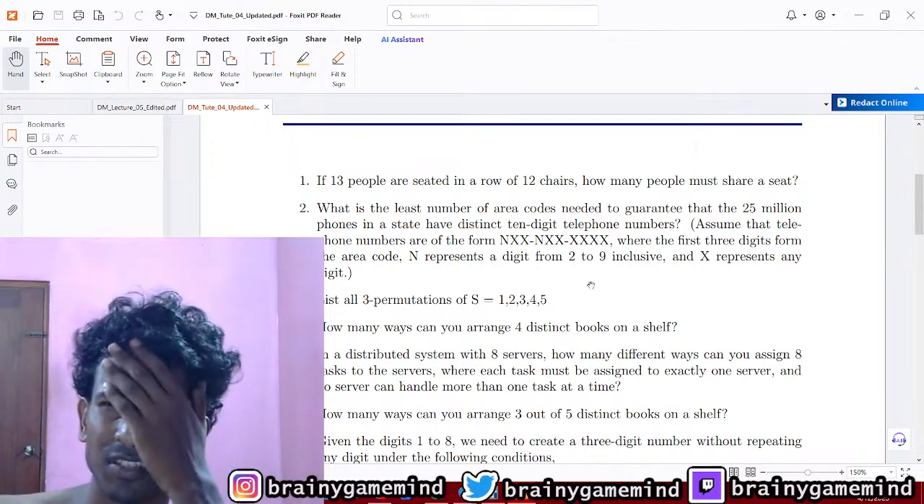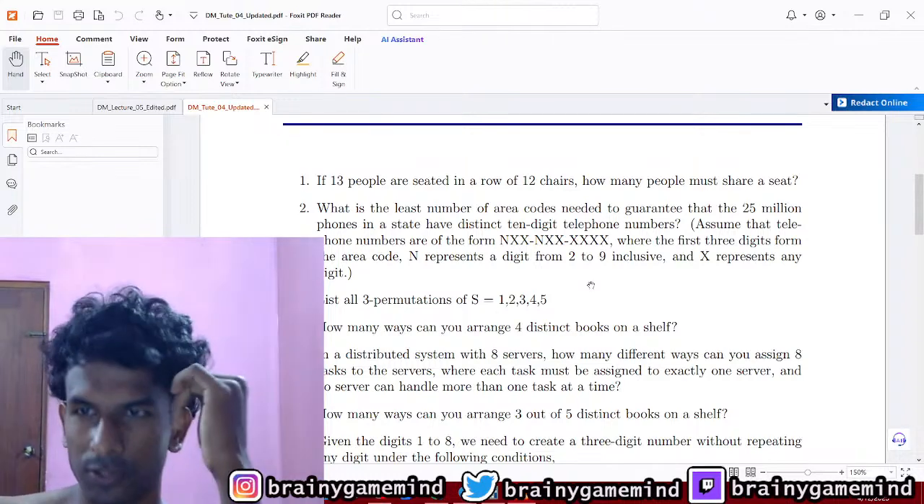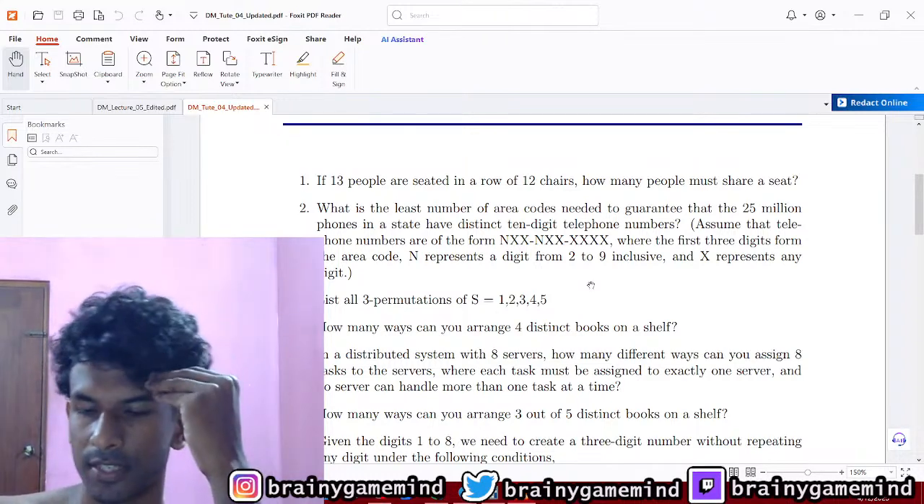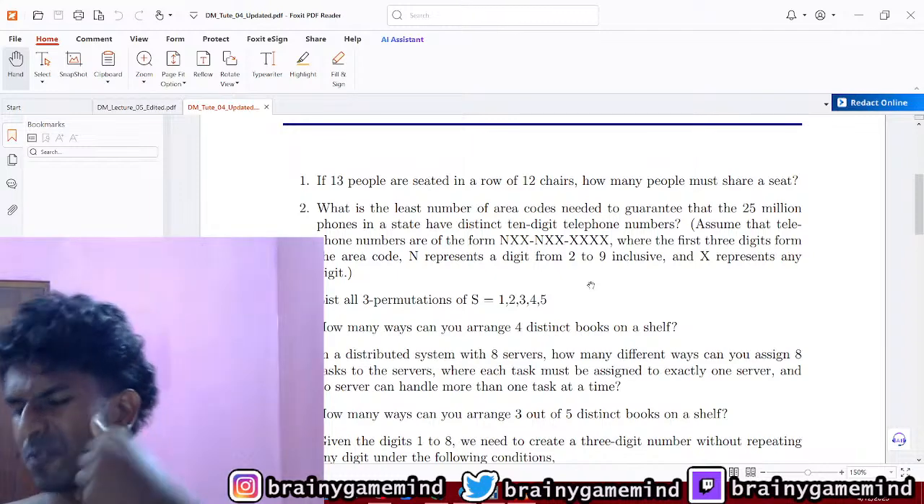If 13 people are seated in a row of 12 chairs, how many people must share a seat? What the heck?